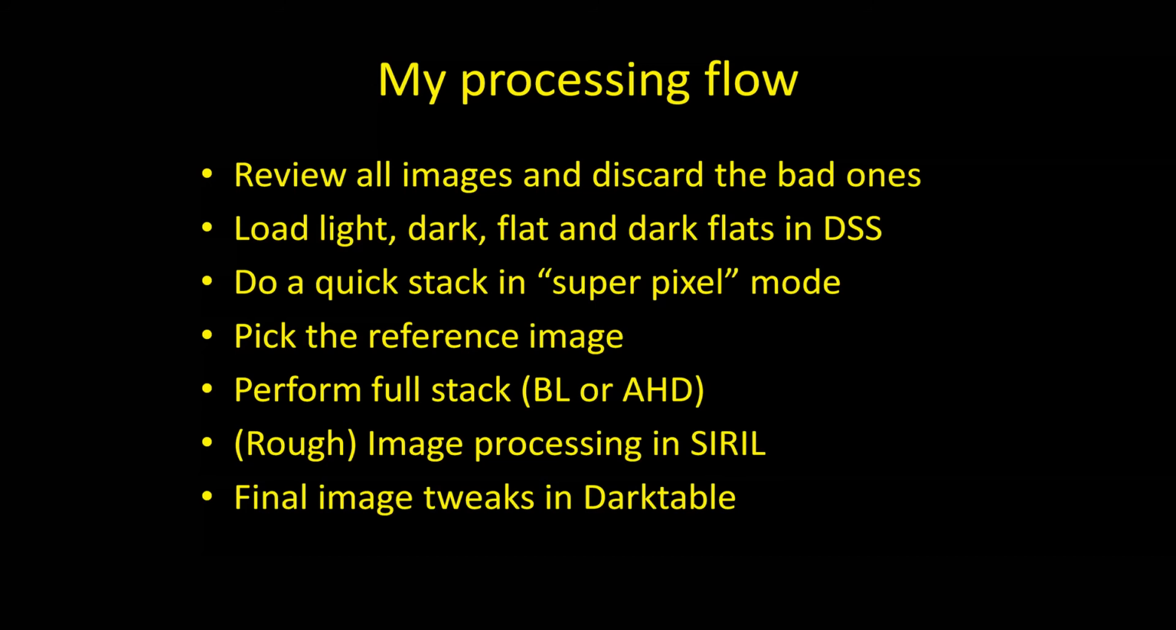Then I usually load up all the images that I have, light, dark, flat, and dark flats, in Deep Sky Stacker and do a quick super pixel mode. What super pixel mode does is basically combine the red, green, and blue pixels into one pixel. Because it combines 4 pixels into one, it drops the image resolution, so my processing gets a lot faster. So I can get my rough look at how the data is.